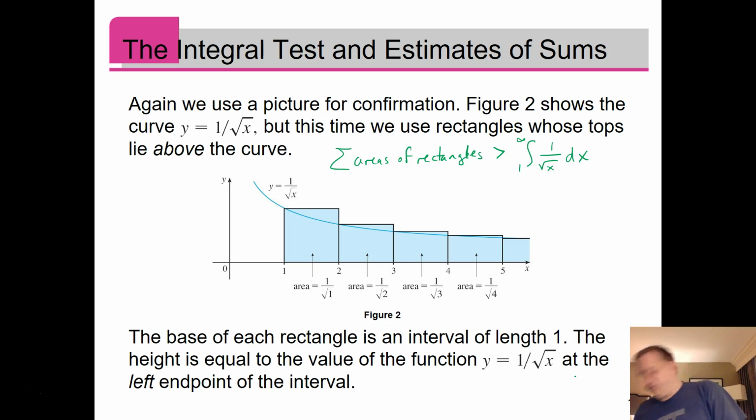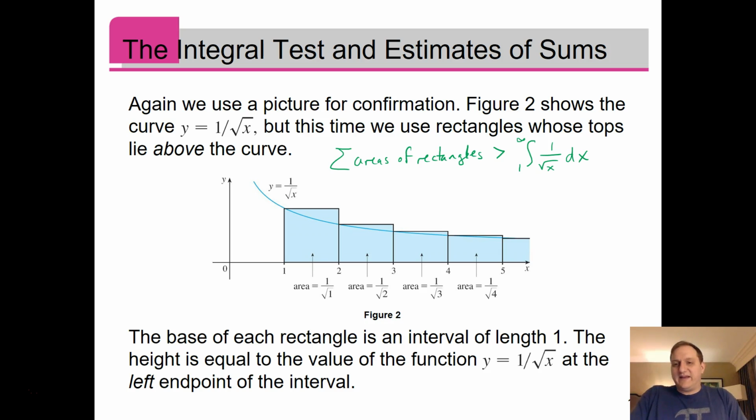Now for the height, we're using the left endpoint here so that the tops lie above the curve, whereas before, you may have noticed, we used right endpoints so that the rectangles lay below the curve. So the sum of the areas of the rectangles, which is the sum of the series, is greater than this improper integral. And if this improper integral diverges, then the series also diverges.